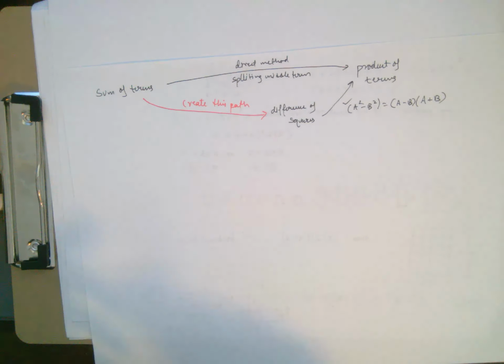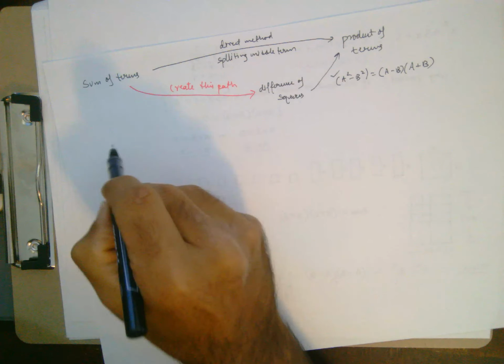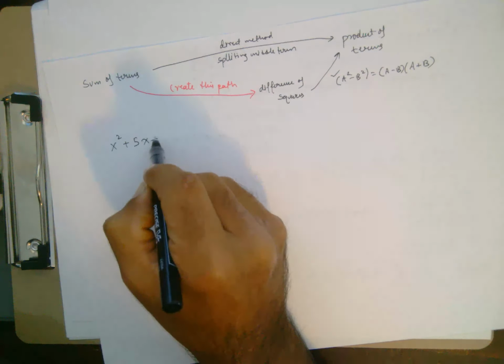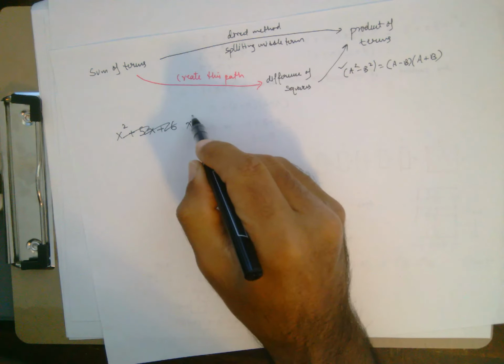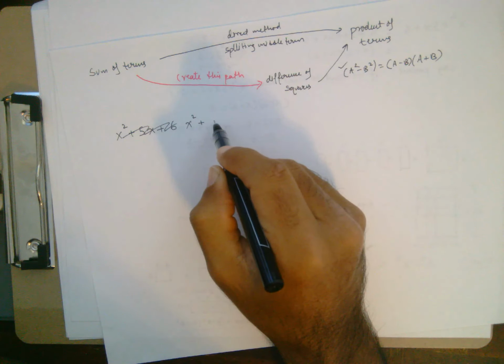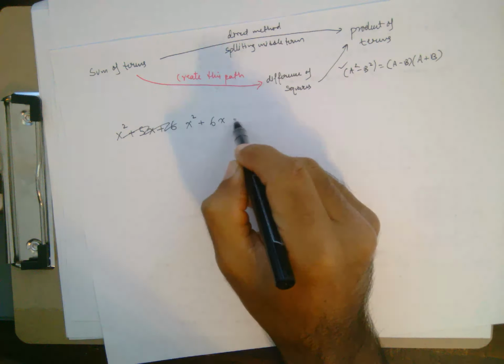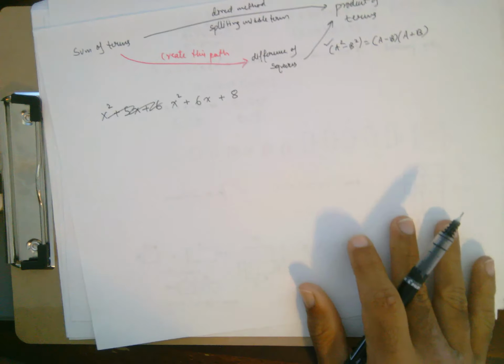Now to create this path, let's use the area method again. Let's stick with the same example of x squared plus 5x plus 6. Now, let me change this just for simplification. It'll make sense why I need to change it. Let's say I have x squared plus 6x plus 8. If I look at the pieces, what do I have? I have a big square. I have 6 of these. And I have 8 of the smaller ones.